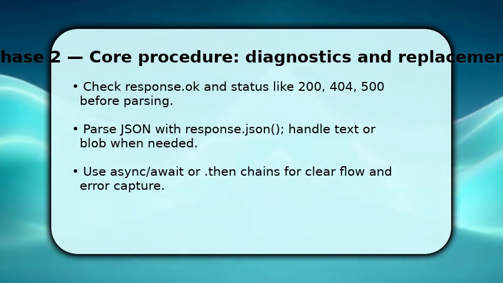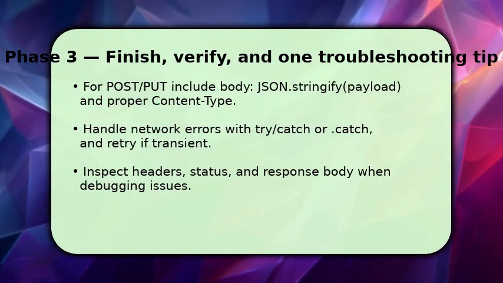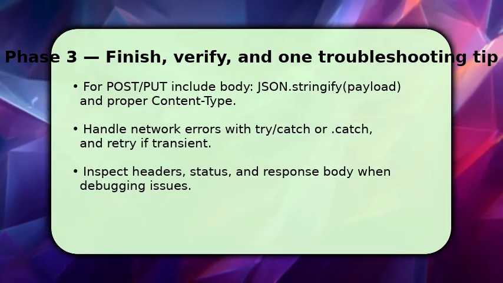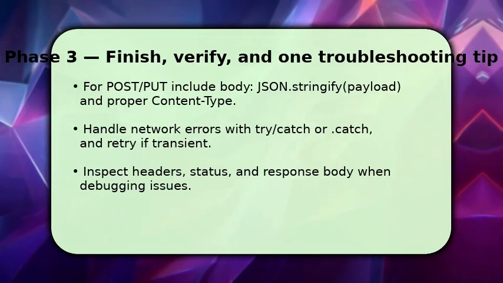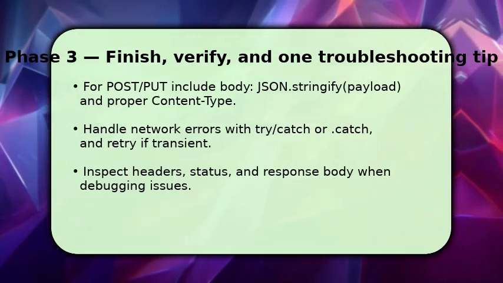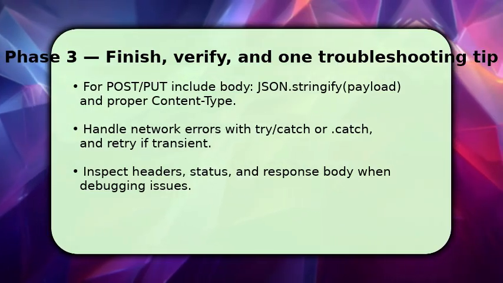To complete the task, send data by adding body: JSON.stringify(payload), and set method to POST or PUT. Include Content-Type: application/json so the server knows what you sent. Once done, handle errors with try/catch around await, or use .catch on the promise to catch network failures.